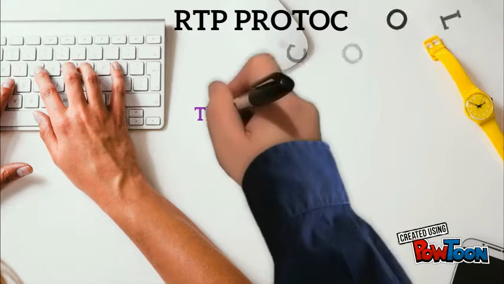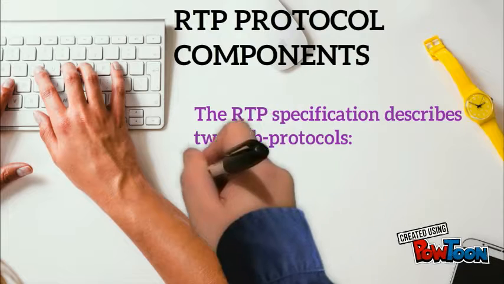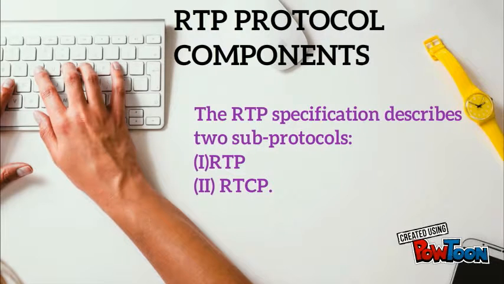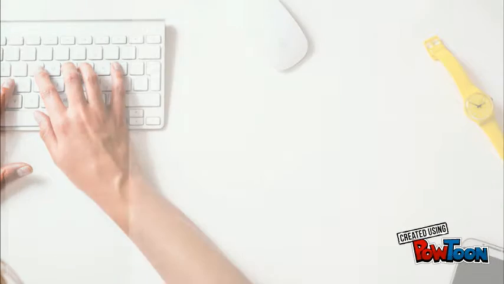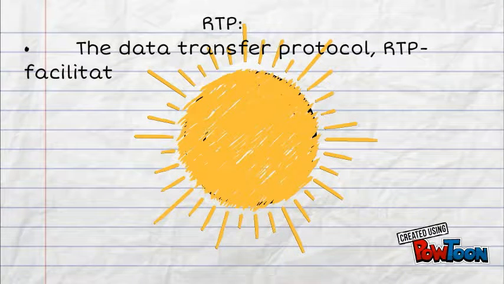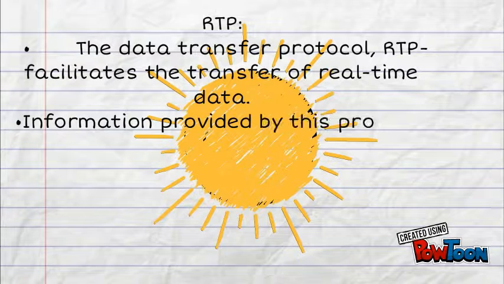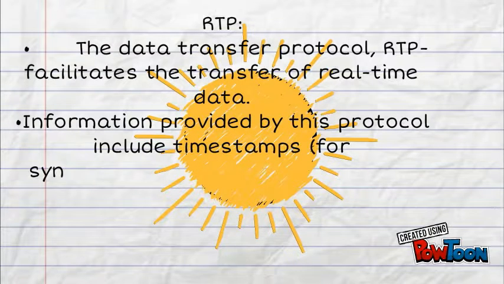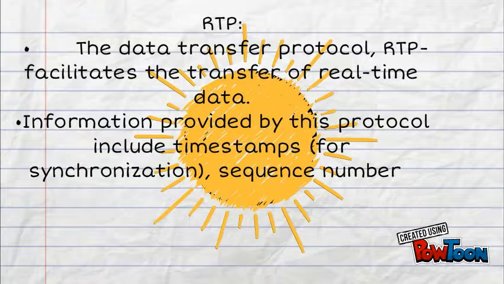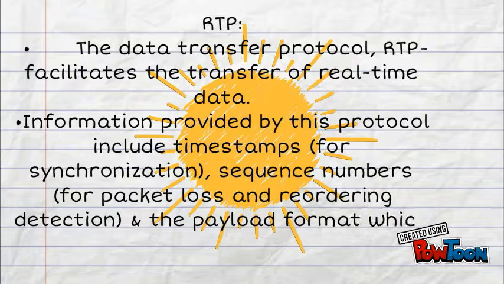RTP protocol components. The RTP specification describes two sub-protocols, one is RTP and the other is RTCP. RTP, the Data Transfer Protocol, facilitates the transfer of real-time data. Information provided by RTP includes timestamps, sequence numbers and the payload format, which indicates the encoded format of the data.